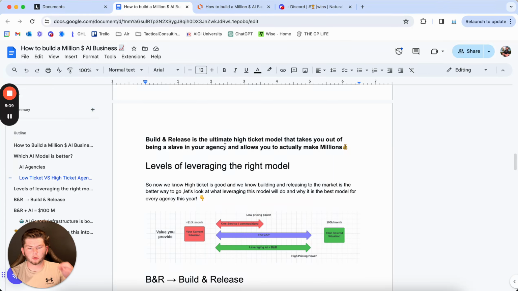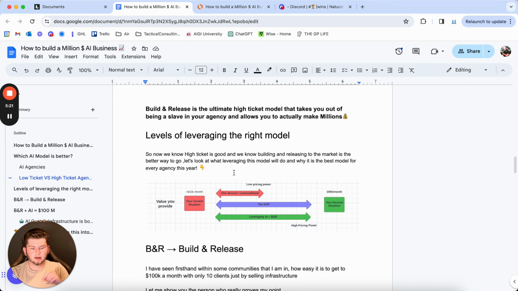Build and release is the ultimate high ticket model that takes you out of being a slave in your agency and helps you make millions. This is exactly what Serge Guattari taught me, and this is what I'm helping you guys learn today through the power of AI infrastructures. Levels of leveraging the right model.